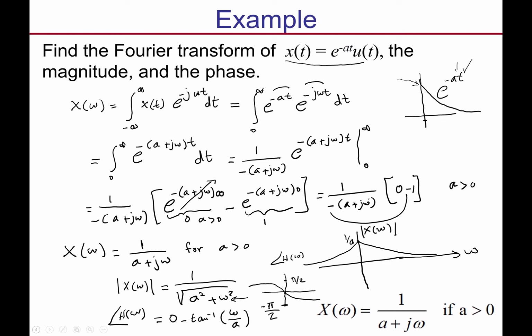Okay, and that's how we find the Fourier transform. So this signal basically has low frequency, and as the frequency increases, it goes to 0.